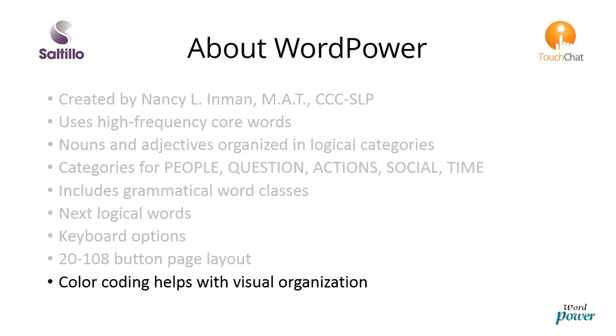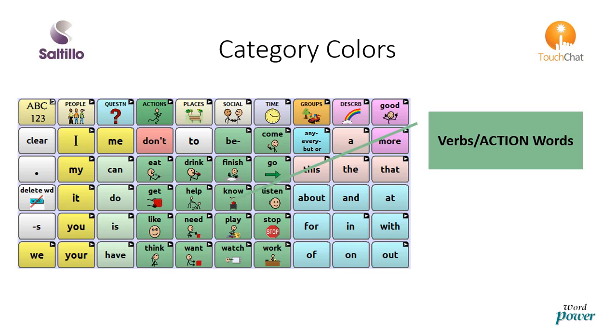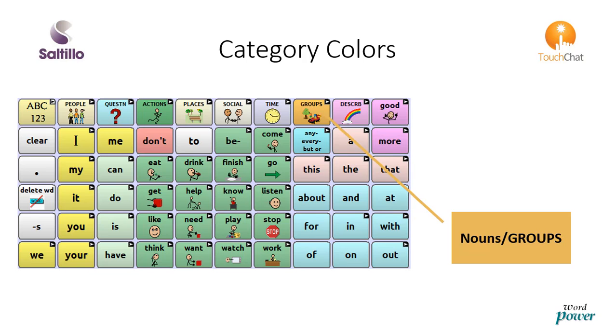Color coding helps with visual organization. A few category color examples include yellow leading to pronouns and people, green leading to verbs and action words. Adjectives or describing words are leading in with purple, and nouns or our groups lead in with orange. Color use within the category provides visual separation and organization.